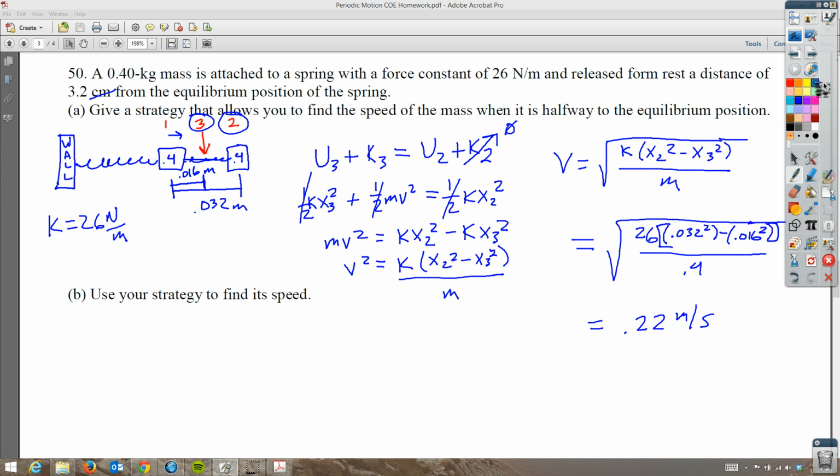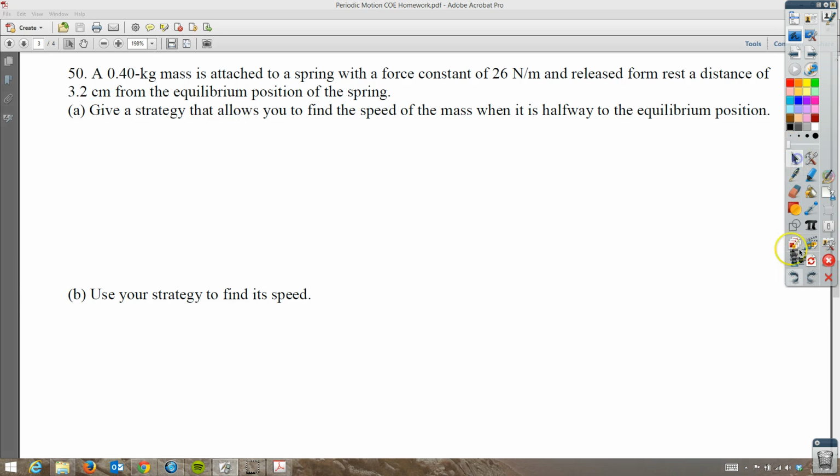And remember, that speed is happening at this point right here. The speed at this point is equal to 0, and just as a side note, the speed at position 1 would be equal to the maximum speed because that's where it wouldn't have any potential energy. So that is the solution to number 50.